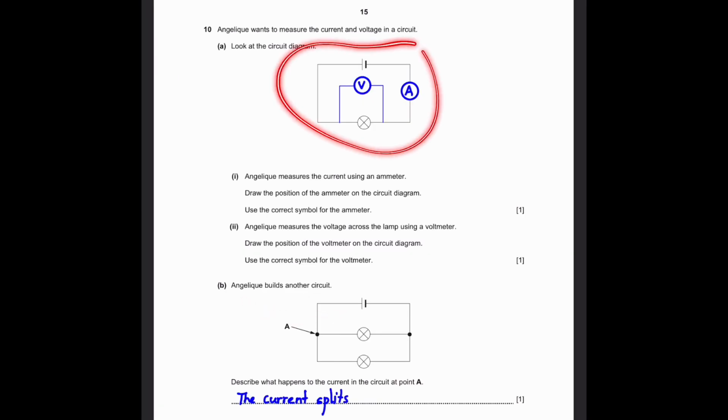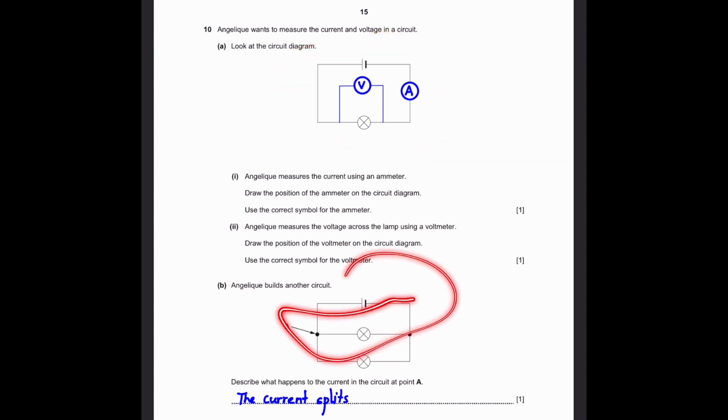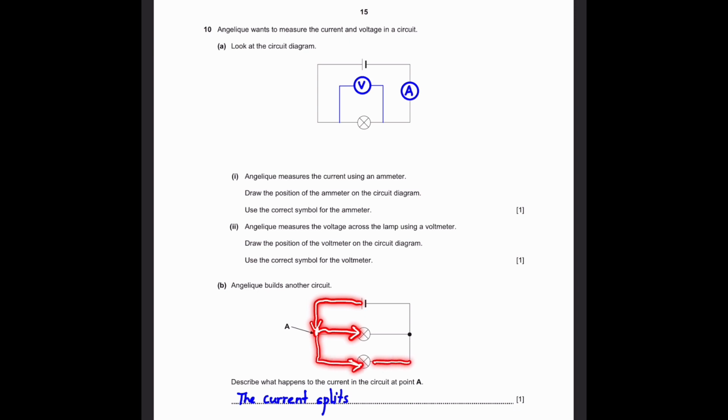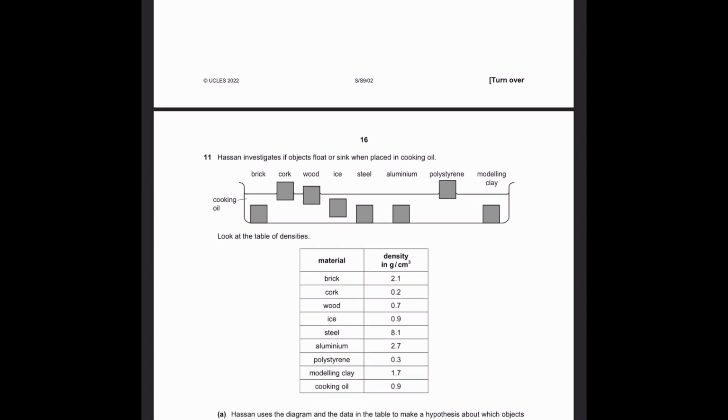B. Angelique builds another circuit. Just now it was a series circuit, but here it is a parallel circuit. Describe what happens to the current in the circuit at point A. We can see that the current goes over here, like that. And then at this point, the current has 2 ways to go. So it can go here and it can go here. And it'll join back over there and come back to the cell. So at this point A, the current splits into 2 directions like that. So we can write the current splits. That's the answer. Let's go to question 11.